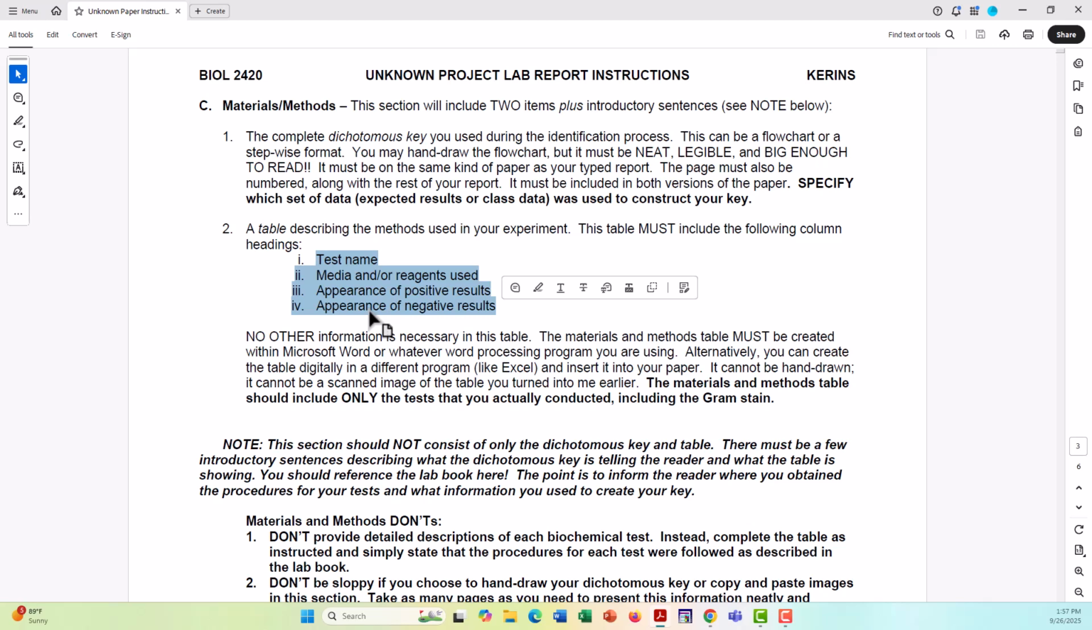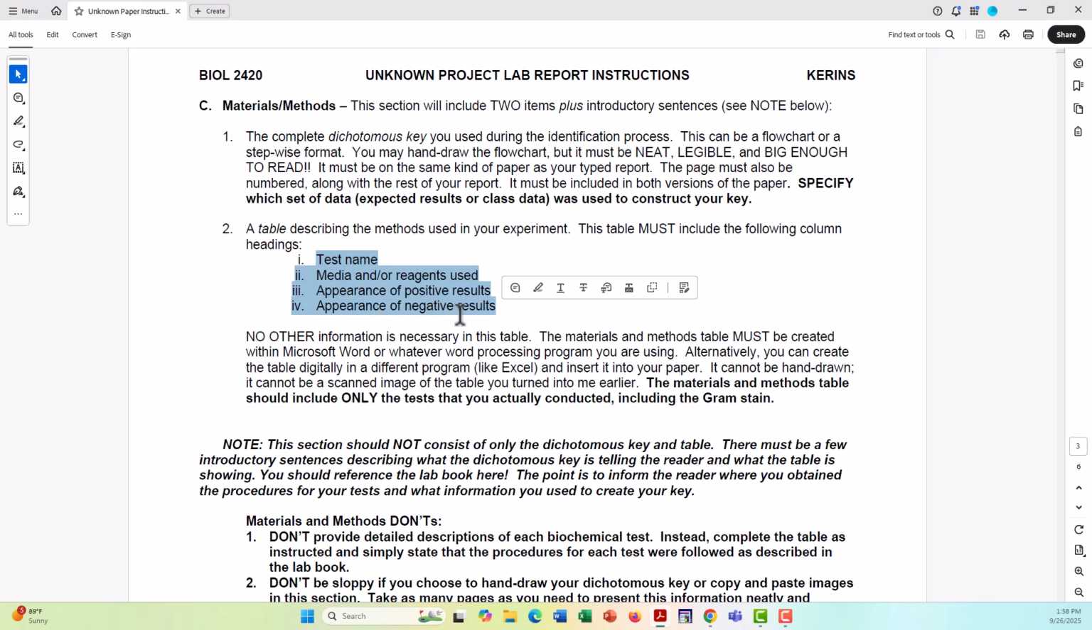For example, everyone's going to do a gram stain, so the gram stain should be in the materials and methods table. That will look like what? Test name, gram stain. Media and/or reagents that were used, that's where you list all the different stains and mordants that you use during that staining process. And then appearance of positive results. Gram positive looks purple.